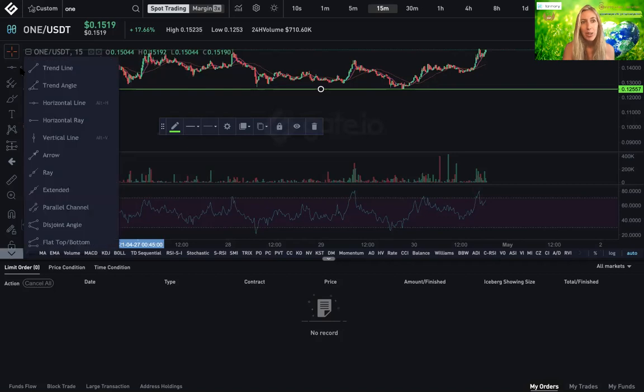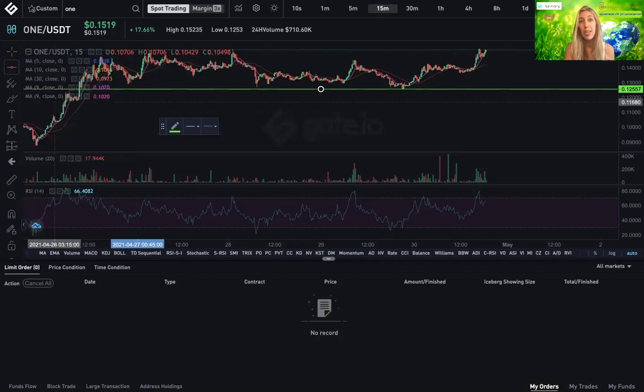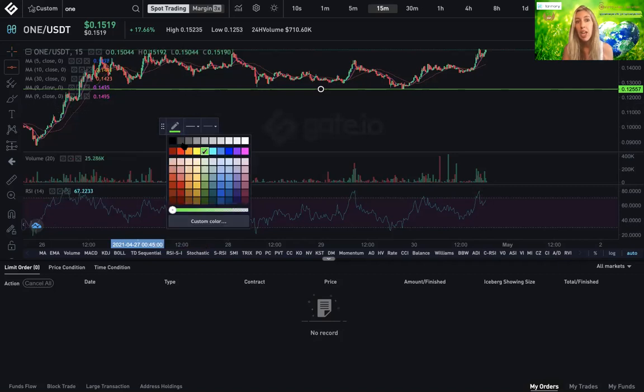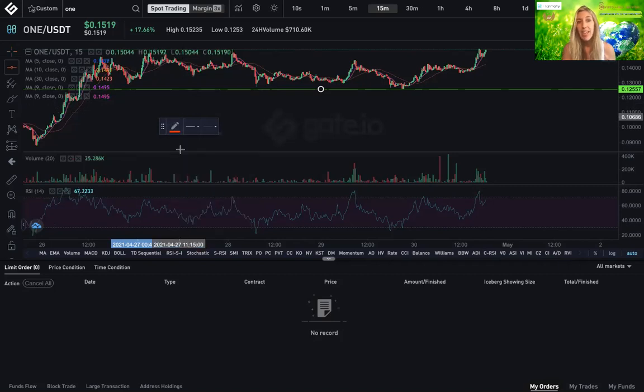Okay, so let me just go and do another horizontal line. And we're going to look at what is that resistance that we need to break through. We're going to go with a lovely red here and let's go a little bit of a thicker line, because that's what we have to break through. And you can see it's right here, right at the top here.